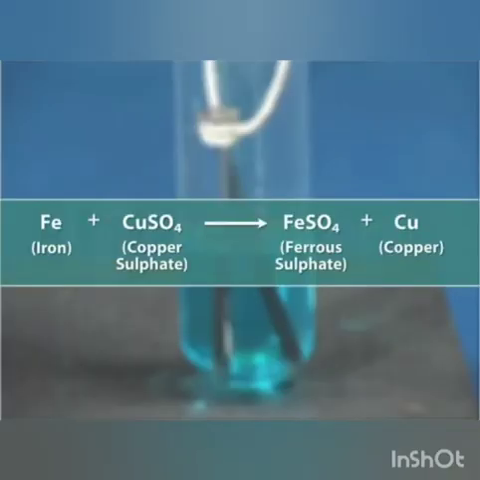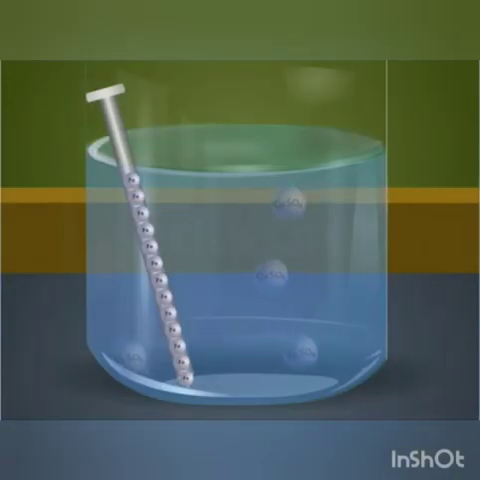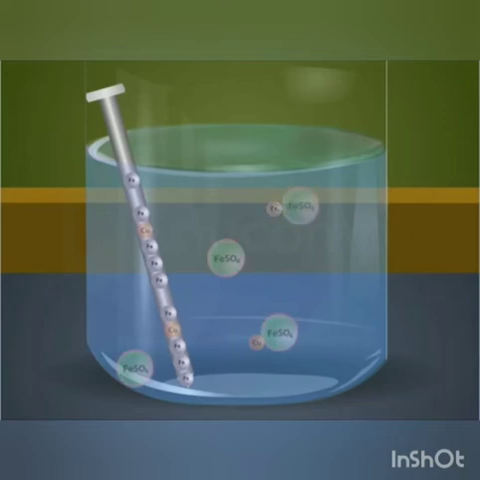When iron nails are dipped in copper sulfate solution, the iron metal reacts with copper sulfate, which results in the formation of ferrous sulfate and copper metal. In this reaction, iron being more reactive than copper displaces copper from the copper sulfate solution and forms ferrous sulfate, which fades the deep blue color of the solution. The displaced copper then deposits on the iron nails in the form of a reddish-brown coating.